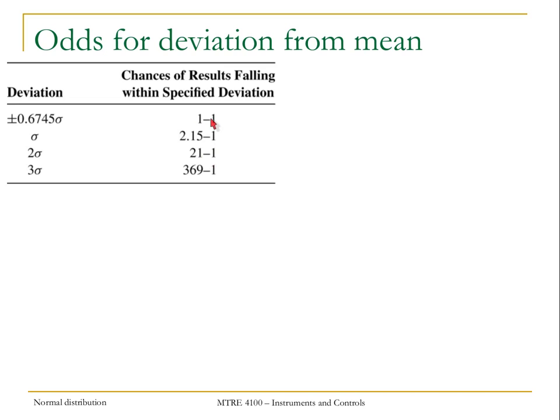So this is a pretty high percentage. Here, this is 50-50. This is like 95%. And then if you go to this, you'd have a pie with 370 slices, and 369 of those would represent the likelihood that you would be within this range.